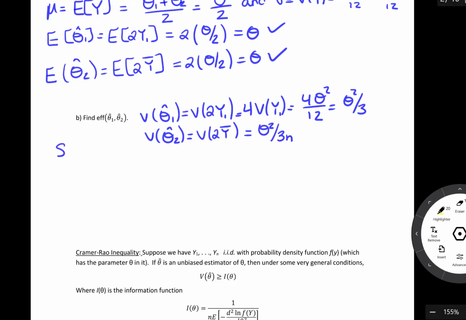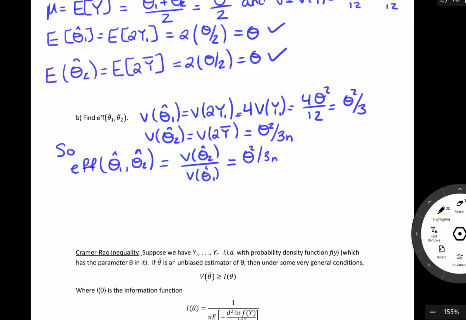So next we can find the relative efficiency. And again, that's going to be equal to the ratio of the variance of theta hat 2 over the variance of theta hat 1, which is equal to the following. So notice that 1 over n is less than 1 if n is greater than 1. So in this case, theta hat 2 is more efficient when we have a sample size of 2 or greater.